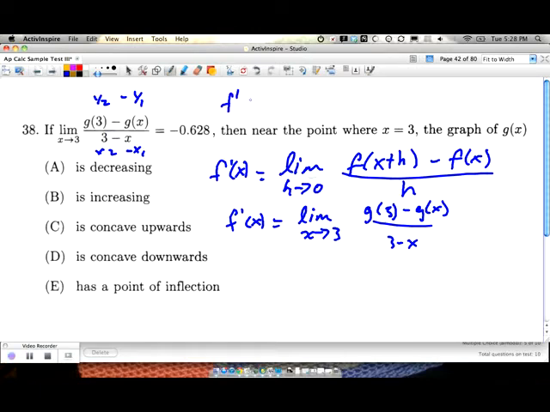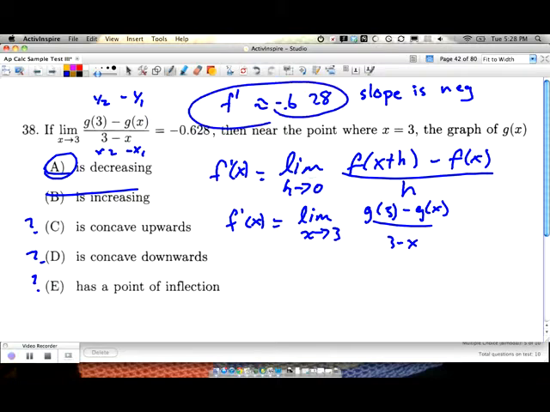And it's saying that f prime is approximately negative 0.628, pardon me. Negative 0.628. That means that the slope is negative. If the slope is negative, it's definitely not increasing. Maybe it's concave upwards, maybe it's concave downwards, maybe it has a point of inflection. It could be one of those, but I definitely know that it's decreasing because slope is negative. Next.